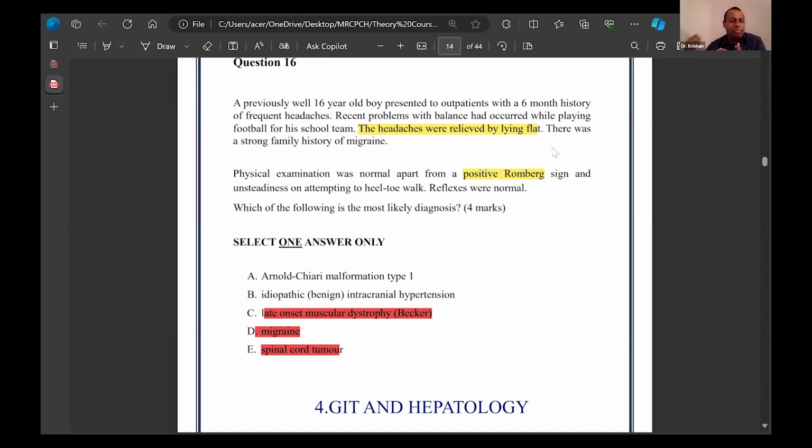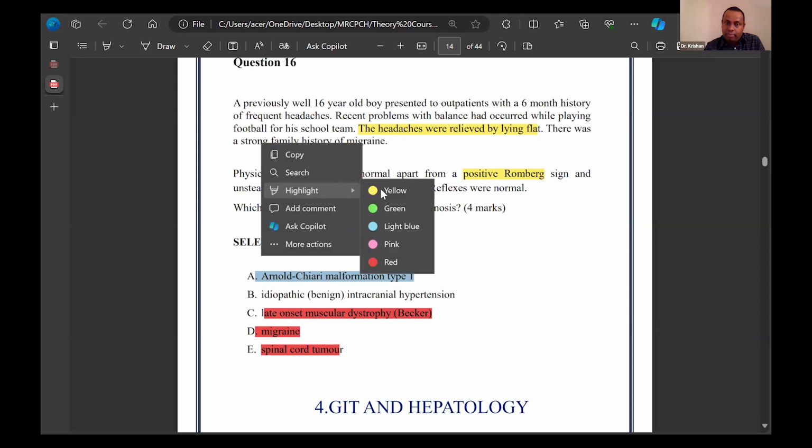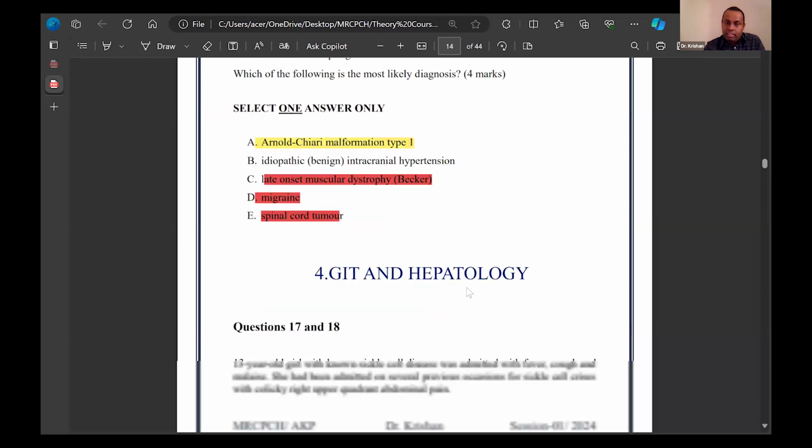So they can have abnormalities like difficulty in walking and inability to perform heel-toe walk. We need to think about a structural brain problem here rather than a non-organic pathology. And when the headache is relieved by lying flat, we need to think about CSF leak scenarios. So the best answer should be Arnold-Chiari malformation.